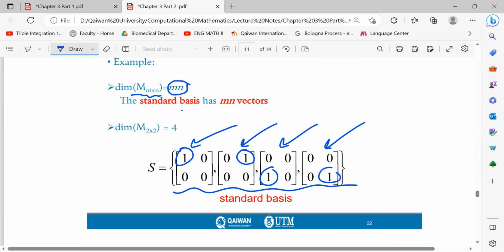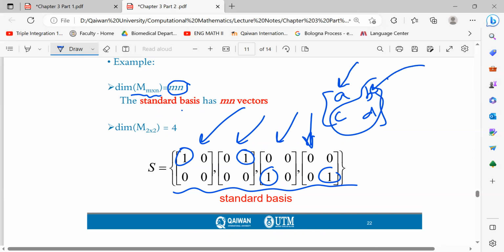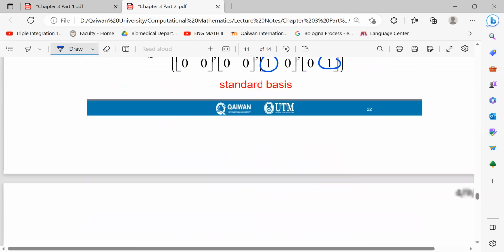We have 4 elements in any 2 by 2 matrix: A, B, C, D. For each element in the basis, if this one is 1, the others are 0. If this one is 1, the others are 0. It's like that. So this is the standard basis of a 2 by 2 matrix.